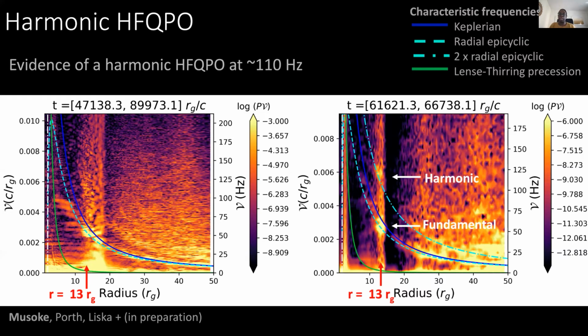The presence of simultaneous high frequency QPO peaks with a 1 to 2 frequency ratio is consistent with observed ratios of high frequency QPOs, such as those observed in GRS 1915+105, for example.